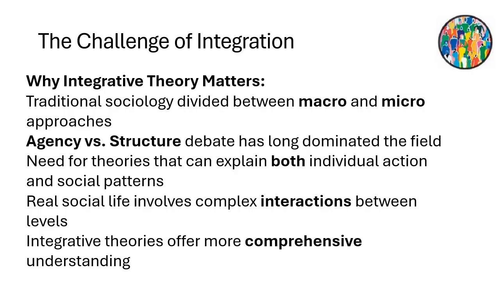The reality is that social life involves complex interactions between these levels. A student's educational success, for example, involves individual choices and efforts, but also school funding, cultural capital, family background, and broader economic opportunities. Integrative theories attempt to capture this complexity.